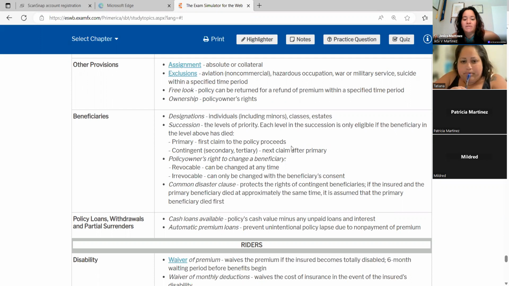So primary, first claim to the policy proceeds; contingent, secondary, next claim after the primary; tertiary.